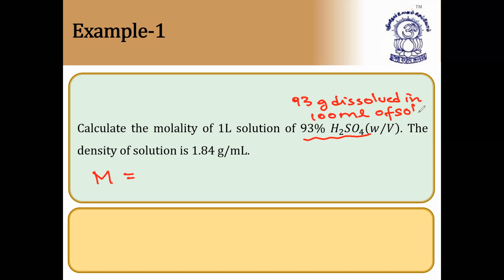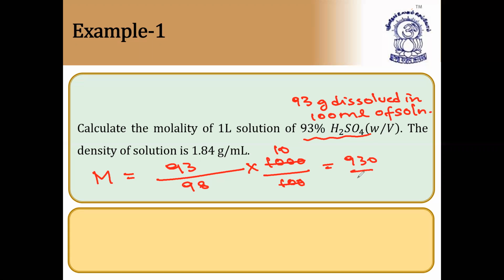So that is the meaning of weight by volume percentage. So 93 grams of sulfuric acid. We can write molarity is equal to mass of sulfuric acid, that is 93, by gram molecular weight of sulfuric acid, that is 98, into 1000 by 100, because volume is given 100 ml, 93%. So it is 10 times. So 93 into 10 by 98, 930 by 98.